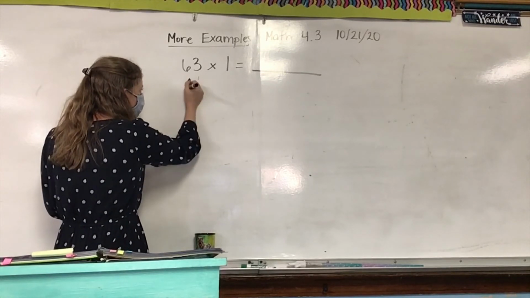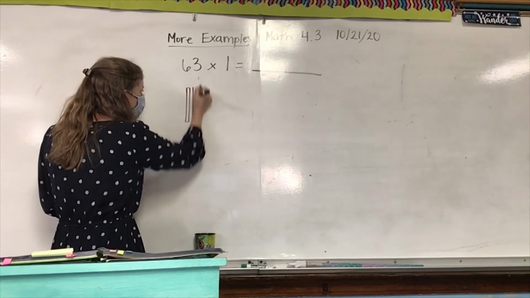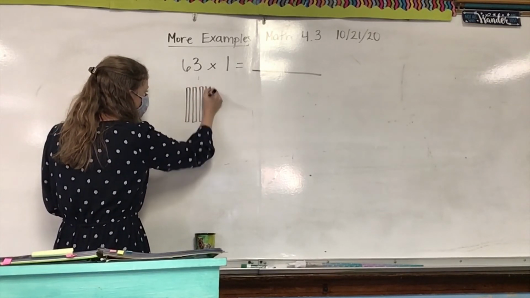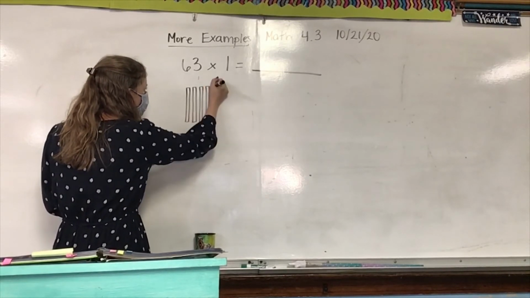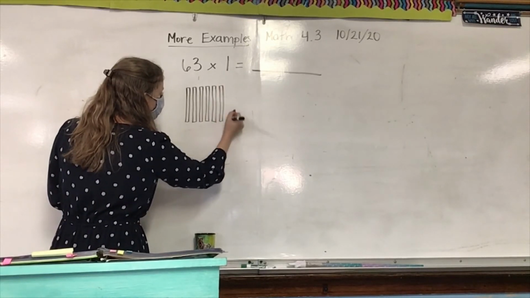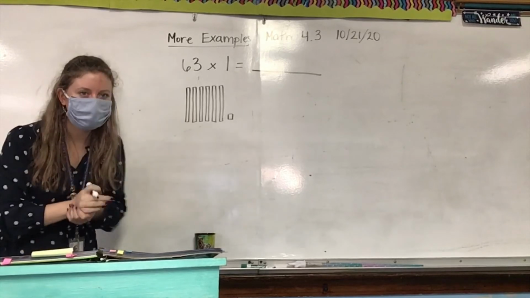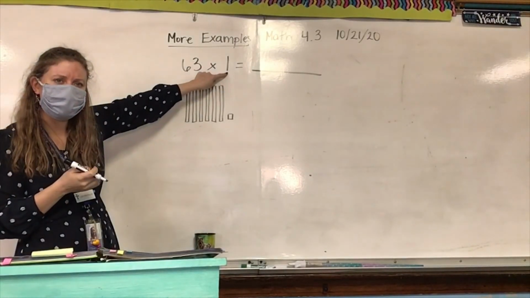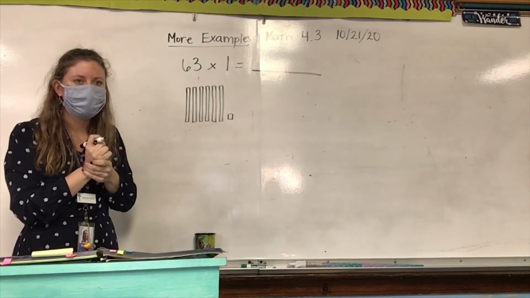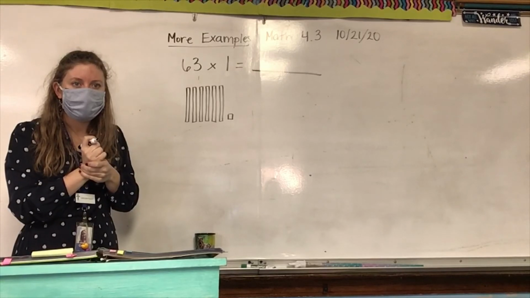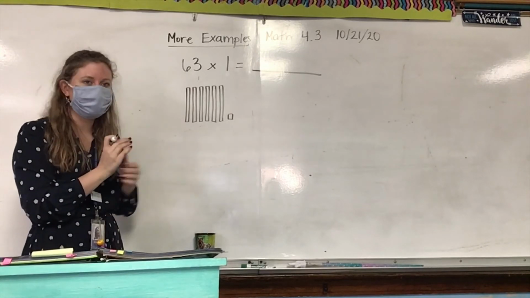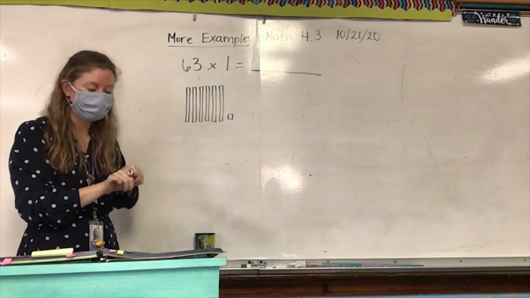Good. 6 10 rods. 1, 2, 3, 4, 5, 6, and 1 ones cube. Okay, now do I model another ones cube? No. What does this 1, this smaller factor, tell me to do? It means how many times you do it. How many times do I need to model 63? Once. Now what?